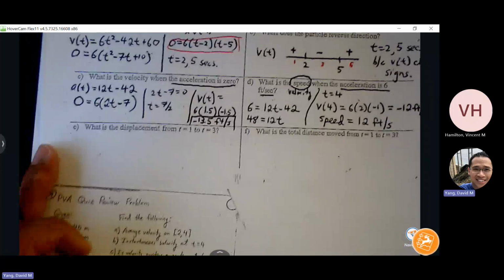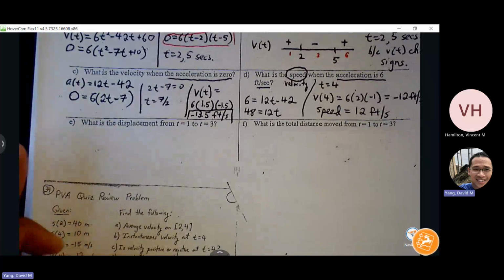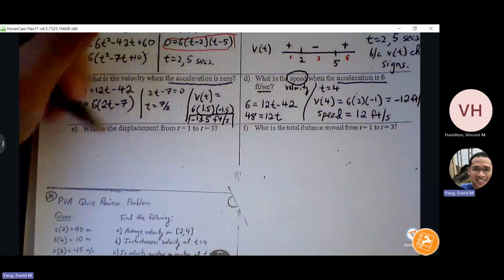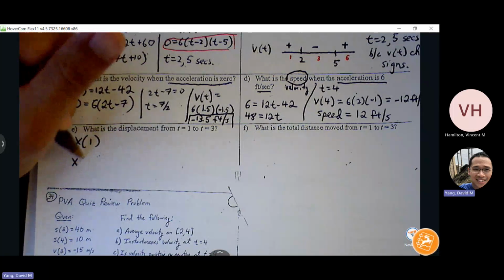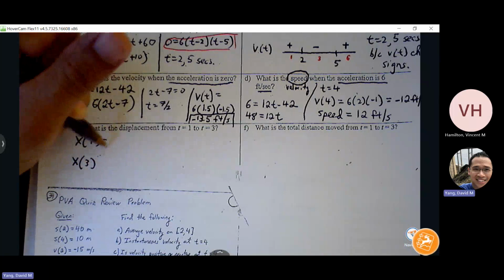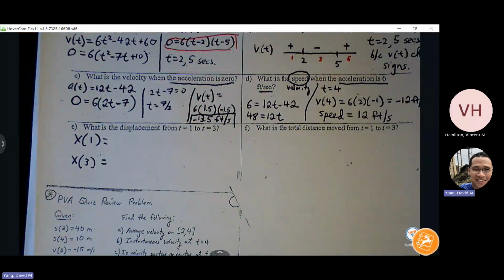Okay, what is displacement? I'm going to review this in class. Displacement is how far you are from where you started. So for displacement, we only require position. So we just have to figure out where we are at 1 second, where we are at 3 seconds, and then we're simply subtracting. Whatever we get from our final position minus our initial position, that is our displacement.